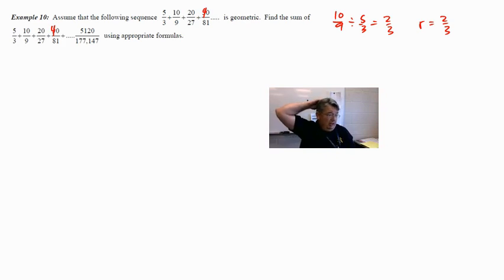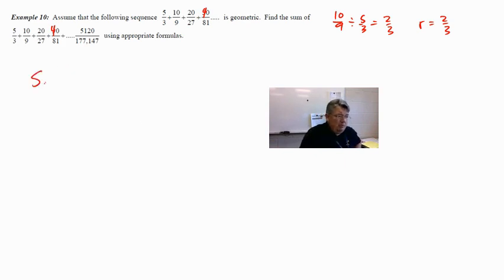So I'm glad that I looked at that, because the way it's written, it's not geometric, because this is times 2/3, that times 2/3, that's not times 2/3. So we're going to fix the problem. There it is. Find the sum of that. Okay. Using appropriate formulas. Yikes.